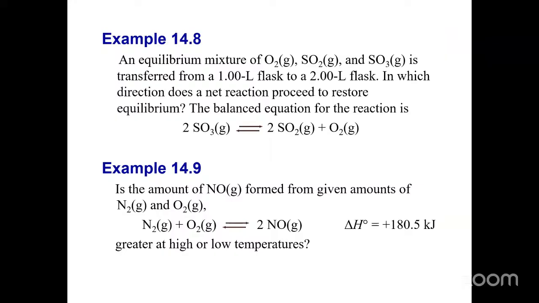Okay, so the first one, they gave you this equation here. And they said that you have a mixture at equilibrium already, right? It says an equilibrium mixture of O2, SO2, and SO3. Basically, it was originally in a 1 liter flask, and then all of a sudden you transfer it into a 2 liter flask. So the question is asking, in which direction does the net reaction proceed to restore equilibrium? And it gives you the equation, right? So how would you tackle this one? You should be able to do this one based on what we just looked at in the assignment.